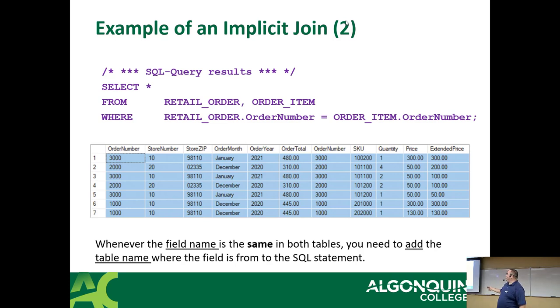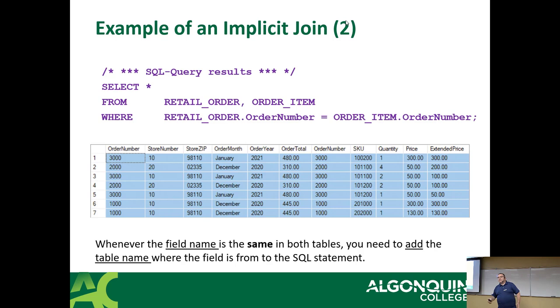And this is just a zoomed up version of what we were just talking about. There is one catch. When a field name is the same in both tables, you need to add the table name to it. So for example, in this case, the order number is here and the order number is there. So you have to prefix it. These are called table prefixes.